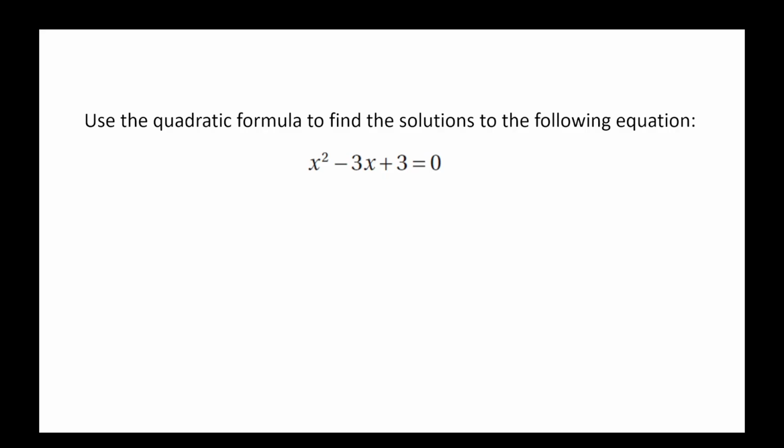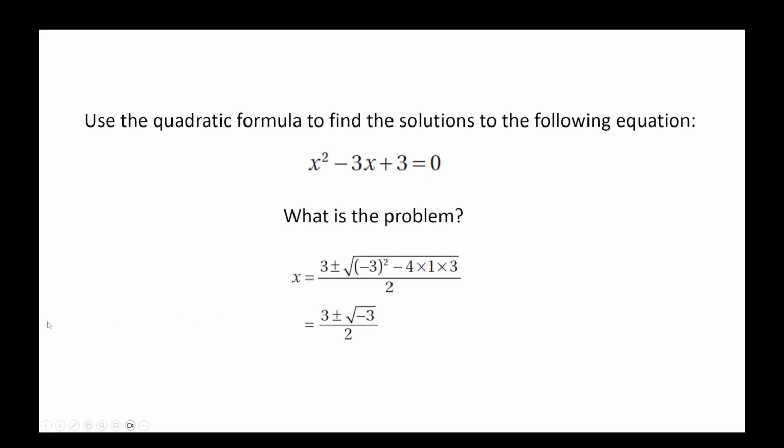Now if we use the quadratic formula to find the solutions of the equation x squared minus 3x plus 3 equals 0, then we have a bit of a problem. When we substitute it into the quadratic formula, we end up with an expression in which we have a negative number inside our square root, which is here. We can't square root a negative number, so what does this actually mean? Well, this means that the equation will have no solution.